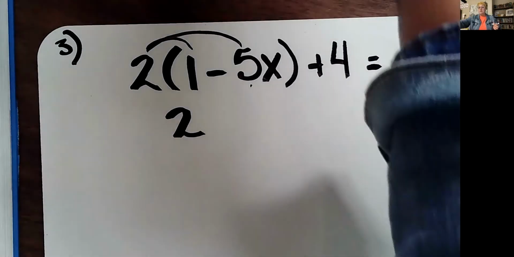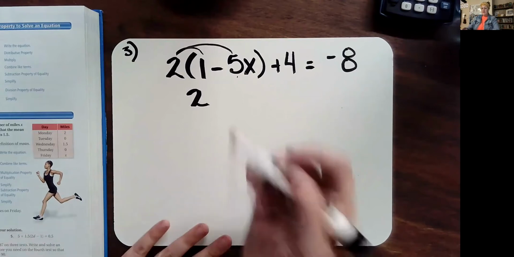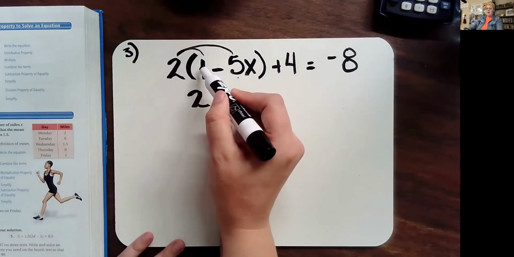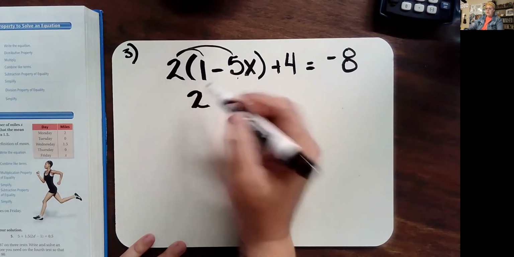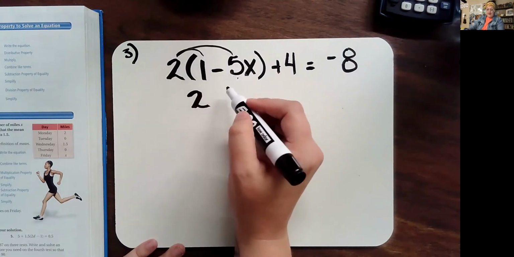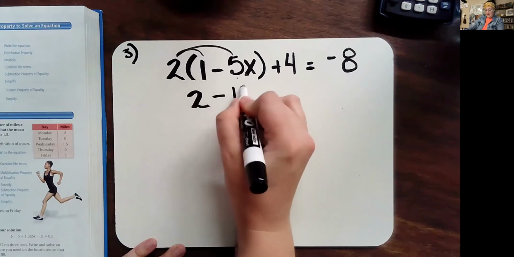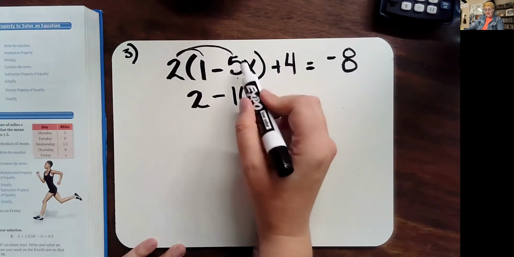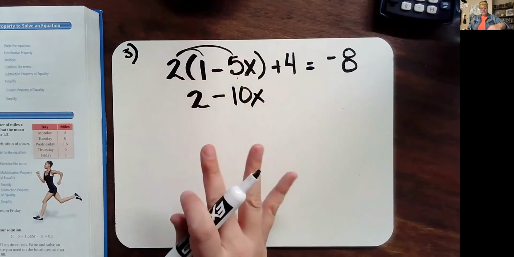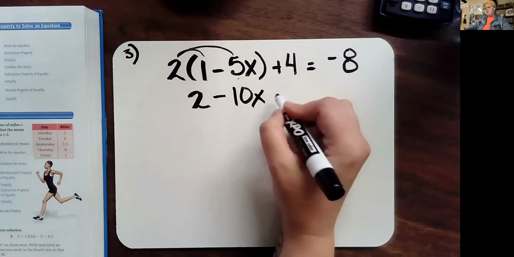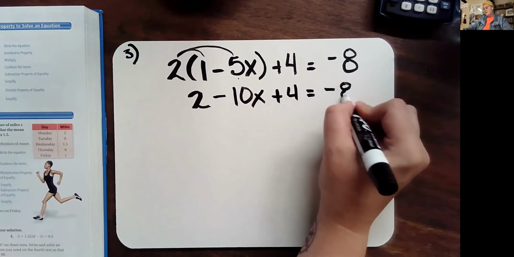There's not a wrong way between those 2 methods. So when I'm doing it, I'm going 2 times 1 in my mind because I drew the little lines. That's how I keep track. 2 times 1 is 2. 2 times -5 is -10. So still minus 10x. The x stays with the 5. So now we've gotten rid of the parentheses and we still have the plus 4 equals -8.